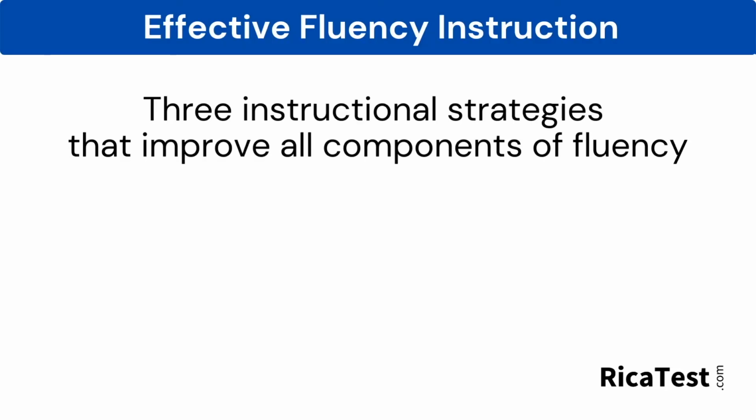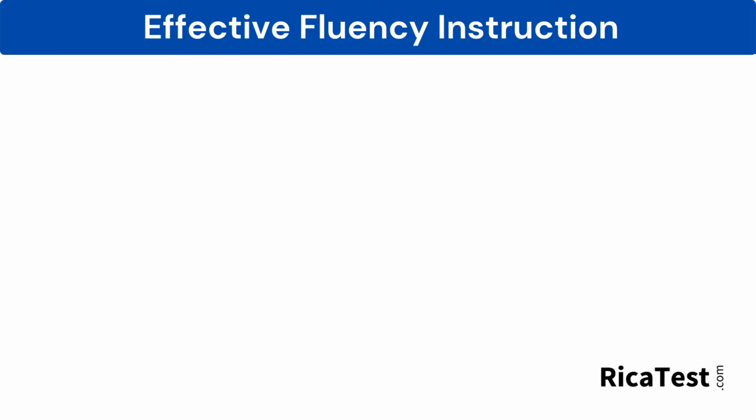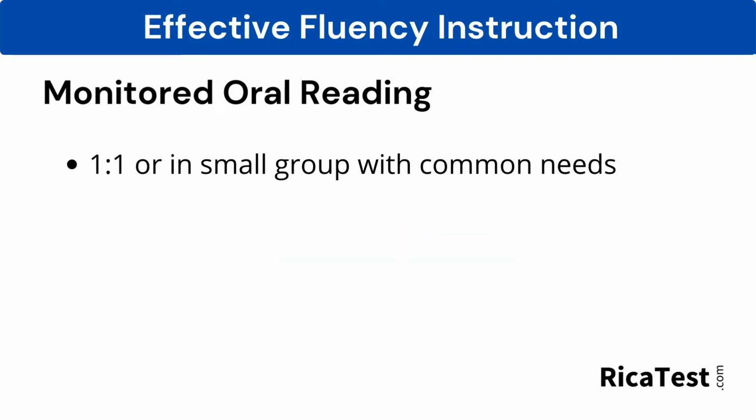The three instructional strategies that improve all components of fluency include accuracy, rate, and prosody. Teachers provide effective fluency instruction using a few different strategies. The first we'll discuss here is monitored oral reading. This is when the teacher monitors a student's oral reading. This strategy works best using the following framework.